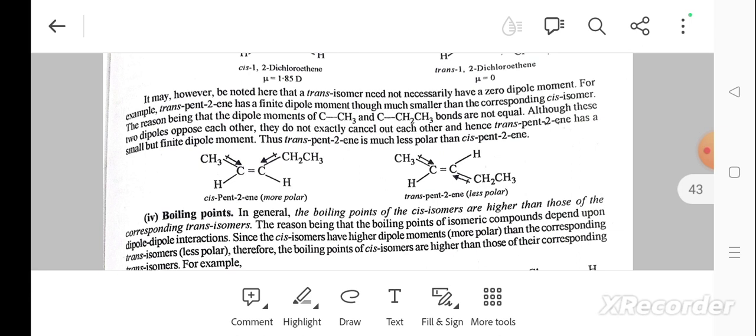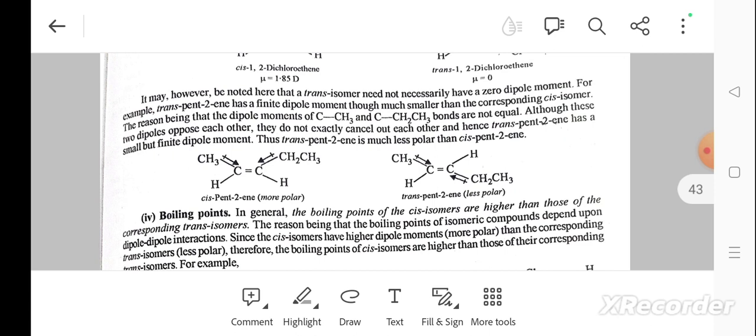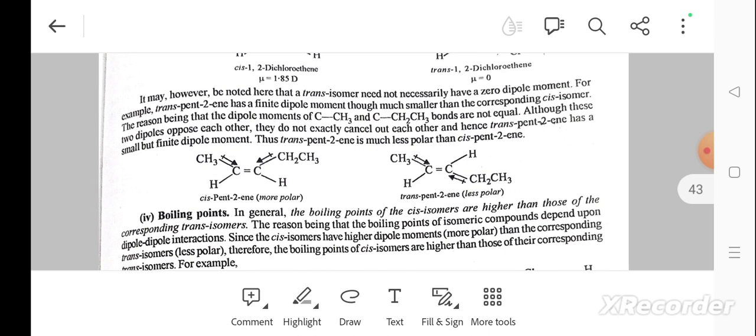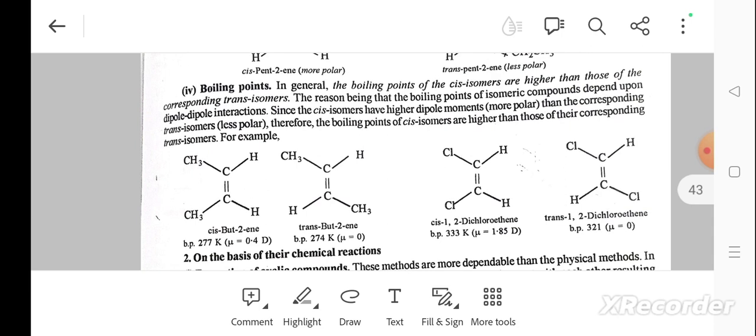Although these two dipoles, opposite of each other, do not exactly cancel out, trans-pentene has a small finite dipole moment, and trans-pentene is much less polar than cis-pentene. Boiling point: in general, the boiling point of cis is higher than the trans.